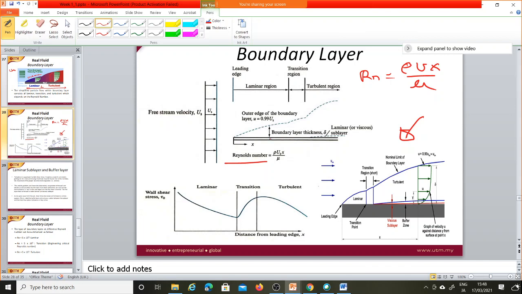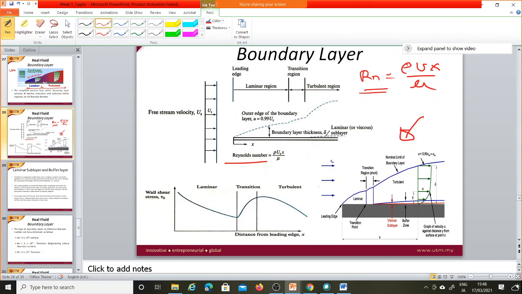And if the Reynolds number is small, we have laminar. If the Reynolds number is gradually increasing, we will have the transition. And if the Reynolds number is too high, we have the turbulent. So we can see that the flow pattern depends on the Reynolds number. Why do we have the turbulent layer at the farthest end? Because x is bigger and the Reynolds number is higher. So at the beginning we have the laminar region, then the transition zone, and after that the turbulent zone.